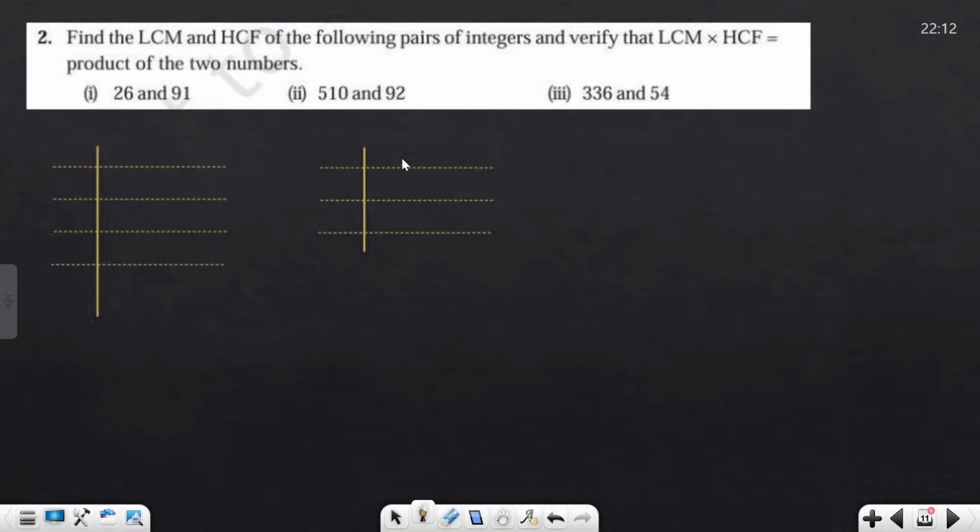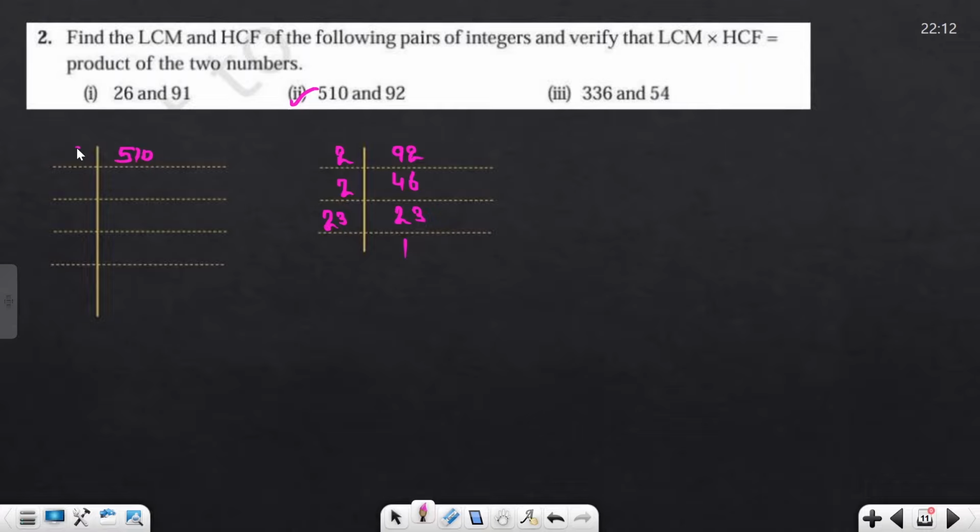Now we move on to the second part of the question. The second part of the question is 510 and 92. Similarly make the factors of 510 and 92. First we make the factors of 92. 92 divided by 2, what do we get? 46, and 46 divided by 2 we get 23, and 23 is a prime number. 23 divided by 23 is 1.